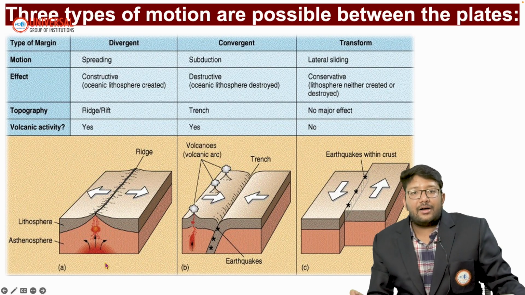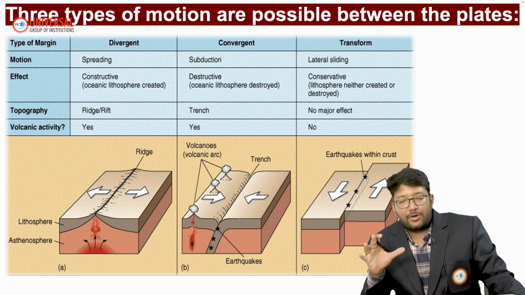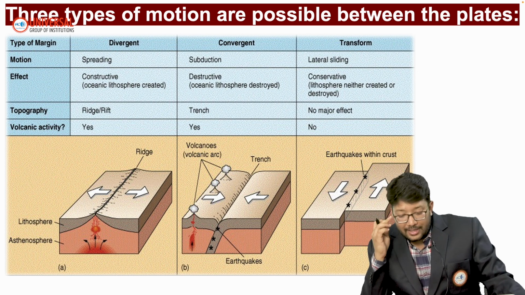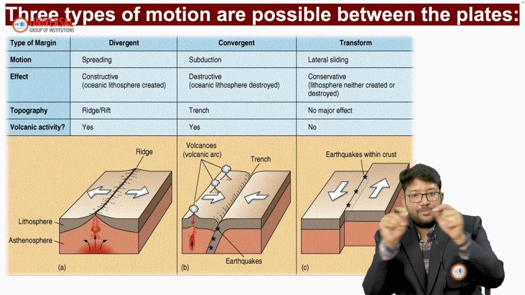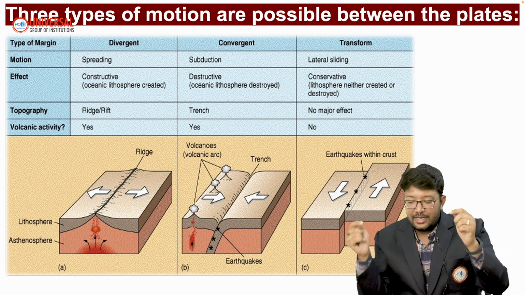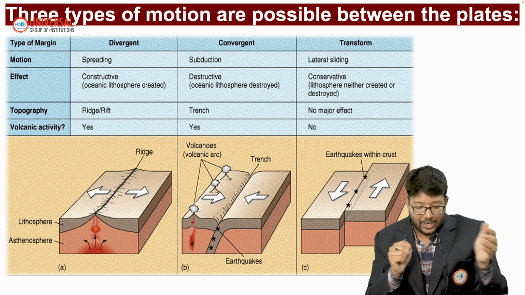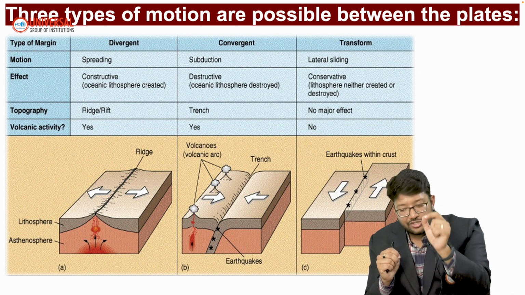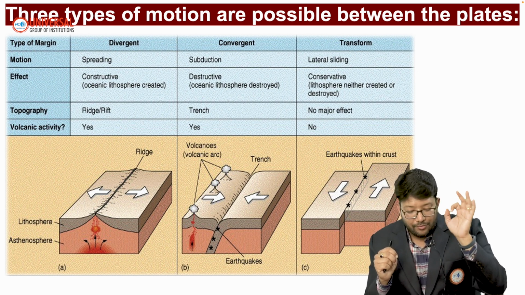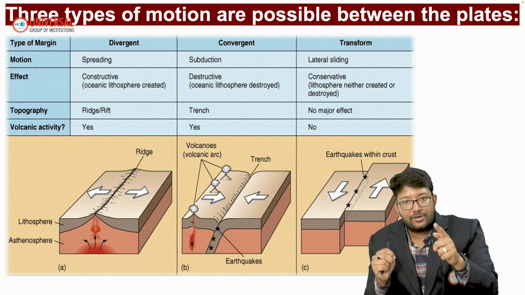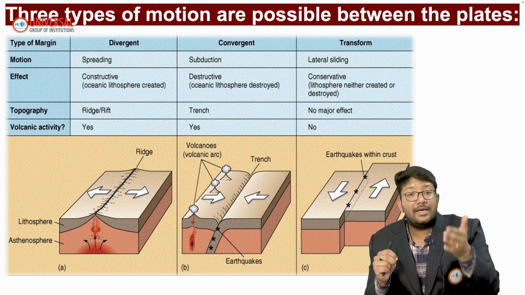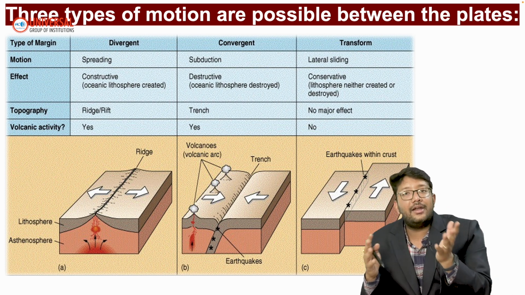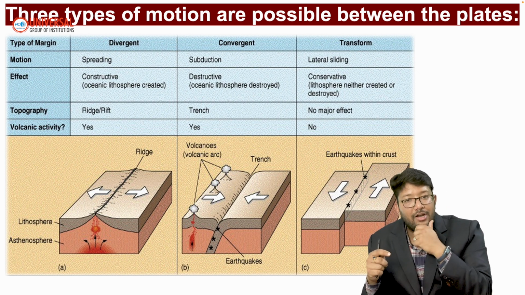So basically, there are three types of motion possible between these plates. This is the summary of the three plate boundaries. Divergent motion is spreading, convergent is subduction, transform is lateral sliding. What is the effect? Divergent is constructive, convergent is destructive, transform is conservative. What is the topography? At divergent plate boundaries, ridges or rifts are formed. We have already talked about the Mid-Atlantic Oceanic Ridge, and the San Andreas fault and Anatolian fault.